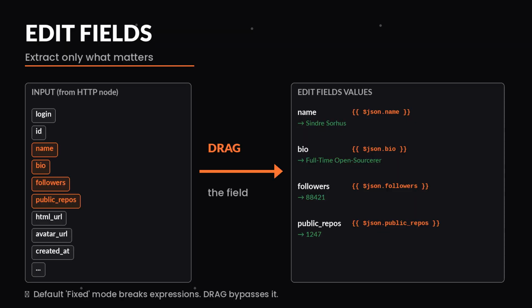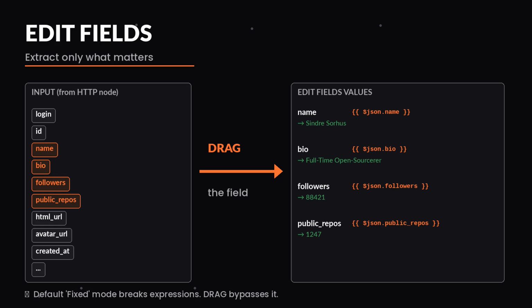We have a wall of JSON. In real automation, you almost never want all of it. You want the 4 fields you care about, structured the way your next step needs them. That is what the Edit Fields node, formerly called Set, is for. Add it. Connect it after the HTTP request.